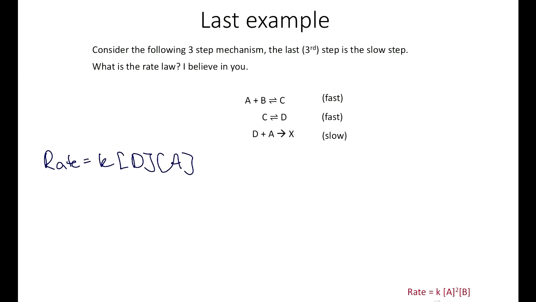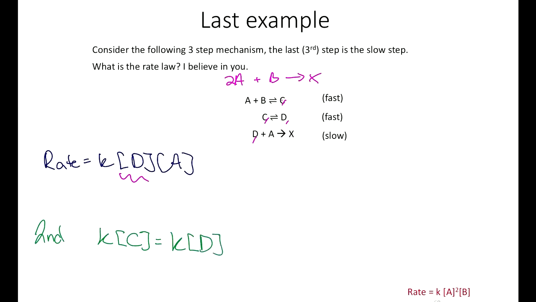What do we have to get rid of? D. D is an intermediate. If you add up this reaction, it looks like C's cancel, D's cancel. This is 2A plus B gives you X. So we need to get rid of D. So what equation are we going to use? The 2nd step. So the 2nd step says that rate constant times C, forward reaction, is equal to rate constant times D. So that allows us to replace D concentration with C concentration. All right, so I can shove that in there. So now the rate law is K times C times A.